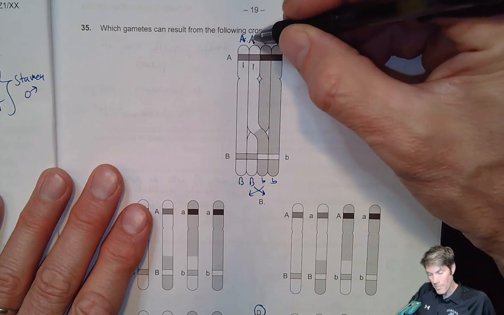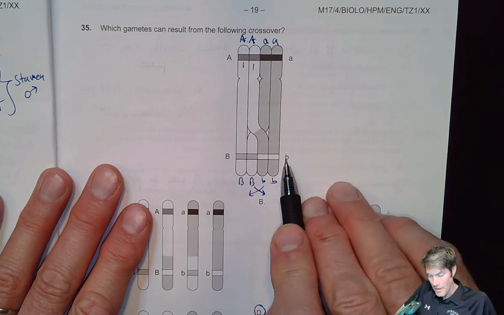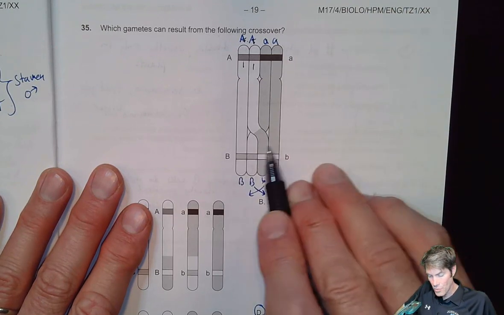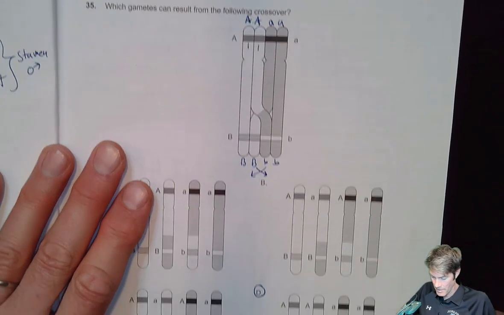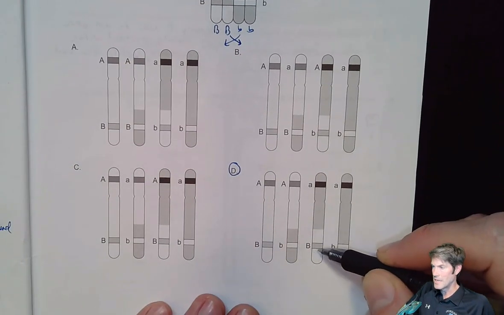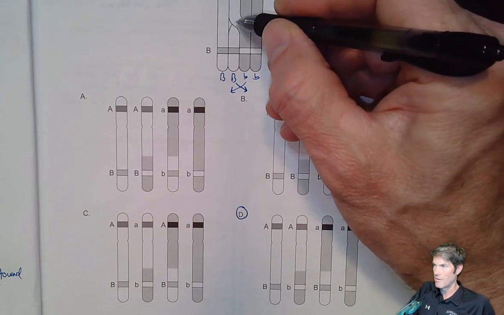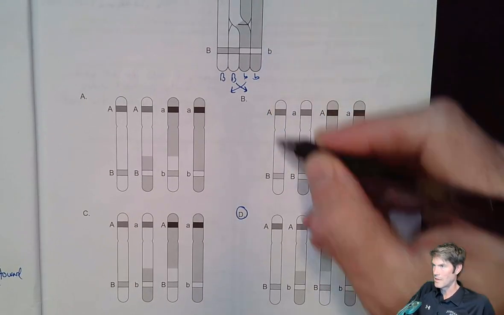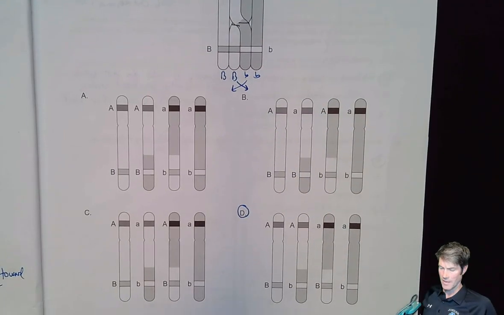So these are both big A. These are both little a. Same thing down here. Both big B, both little b. But remember, these switched. So this little b came over here. This big B came over there. And the only one that matches is down here with D. Okay, showing that crossing over event occurring here, being expressed, or seeing the result down here.